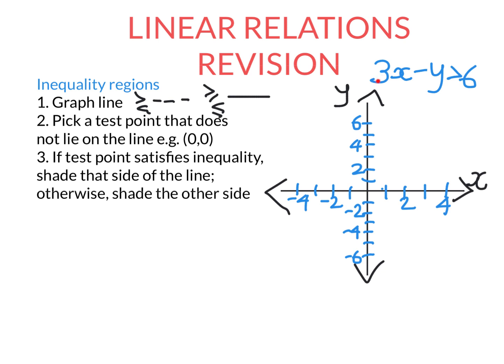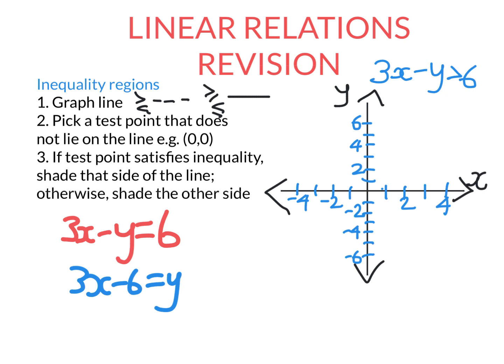So let's graph 3x minus y is greater than 6. We're going to start by graphing the line 3x minus y equals 6. Because it's not in y equals mx plus b form, you might like to use x and y intercepts. It actually doesn't matter. You can easily rearrange this if you want. You get 3x minus 6 equals y. If you want to graph it that way, that's fine. Use the gradient-intercept method, doesn't matter. So x and y intercepts for this.